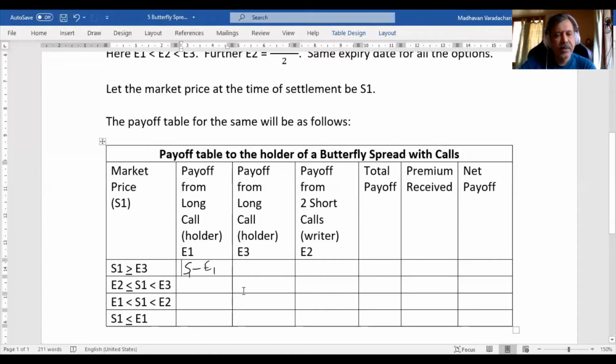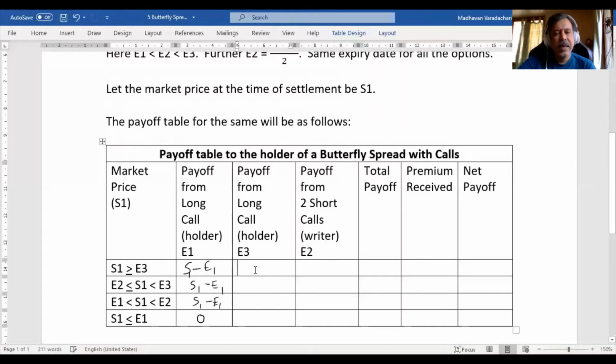Then in the next case, market price is larger than E2. If it is larger than E2, it has to be larger than E1 also. So again, I will exercise here. My profit will be S1 minus E1. Market price is larger than my exercise price E1. So I will exercise. My profit will be S1 minus E1. Here, market price is lesser than E1. So I won't exercise. So the payoff will be 0.